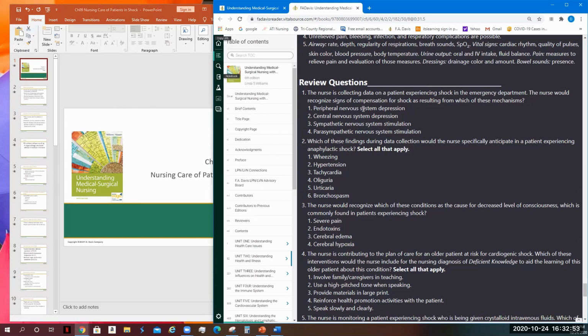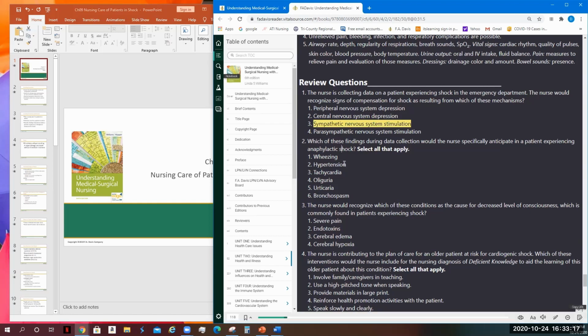1, the peripheral nervous system depression. 2, central nervous system depression. 3, sympathetic nervous system stimulation. Or 4, parasympathetic nervous system stimulation. And the answer is 3, sympathetic nervous system stimulation.